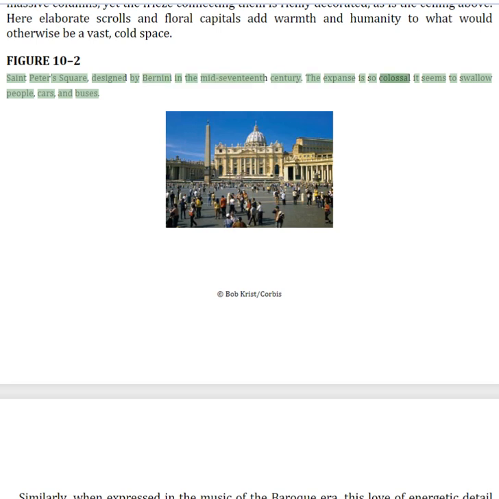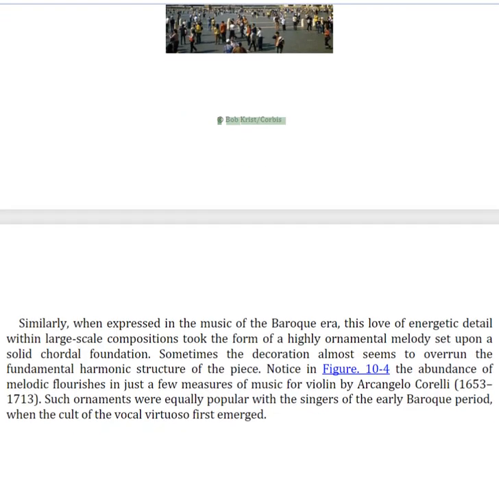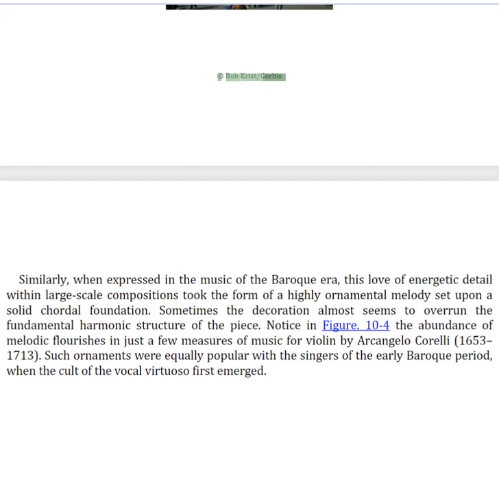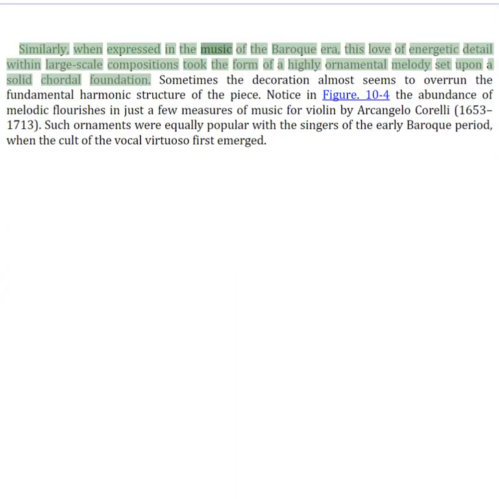The expanse is so colossal it seems to swallow people, cars, and buses. Copyright Bob Krist, Corbis. Similarly, when expressed in the music of the Baroque era, this love of energetic detail within large-scale compositions took the form of a highly ornamental melody set upon a solid chordal foundation.